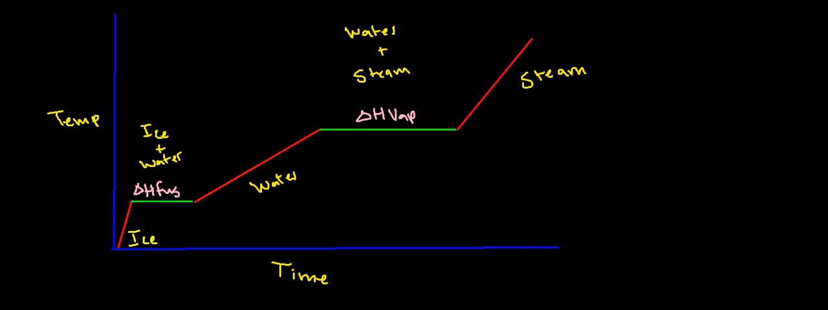Once all of my ice has been converted to liquid, the liquid's temperature will increase until I get to the boiling point, where delta H vap applies. Enthalpy of vaporization and heat of vaporization are the same thing. The same thing will happen: all of the energy added to the sample at this point will not cause the temperature to increase, because that energy is being used to convert the liquid into a gas. And then once I have the gas, the temperature starts increasing again.